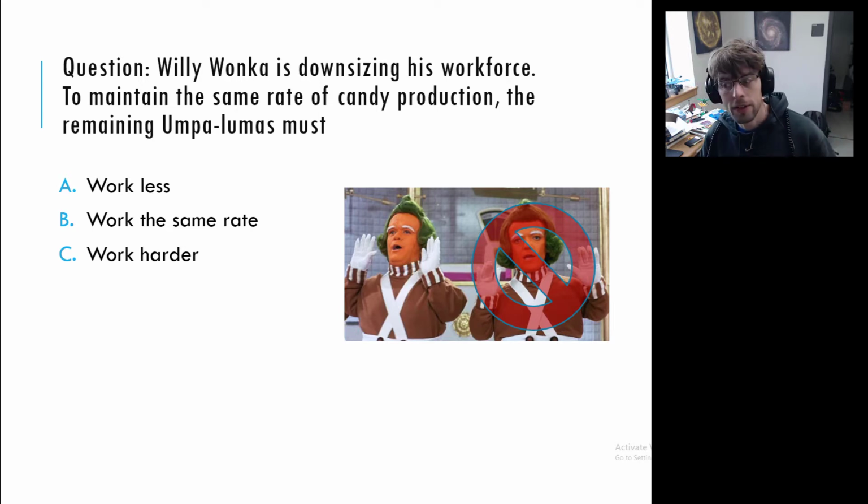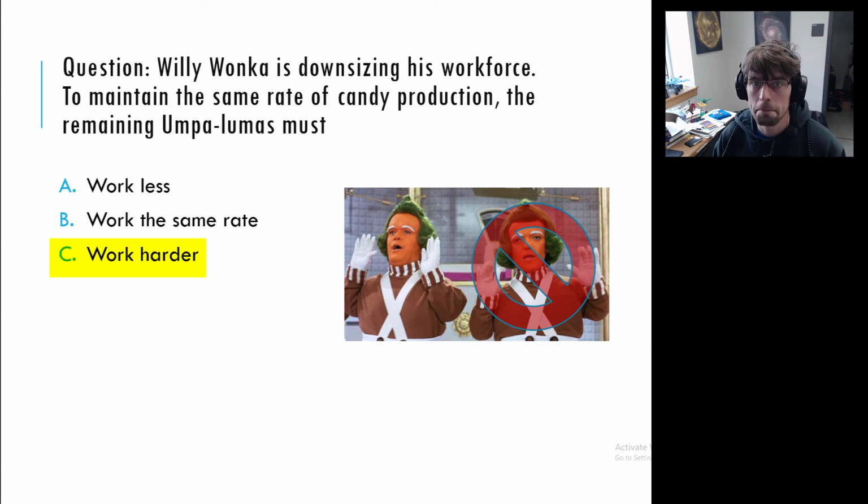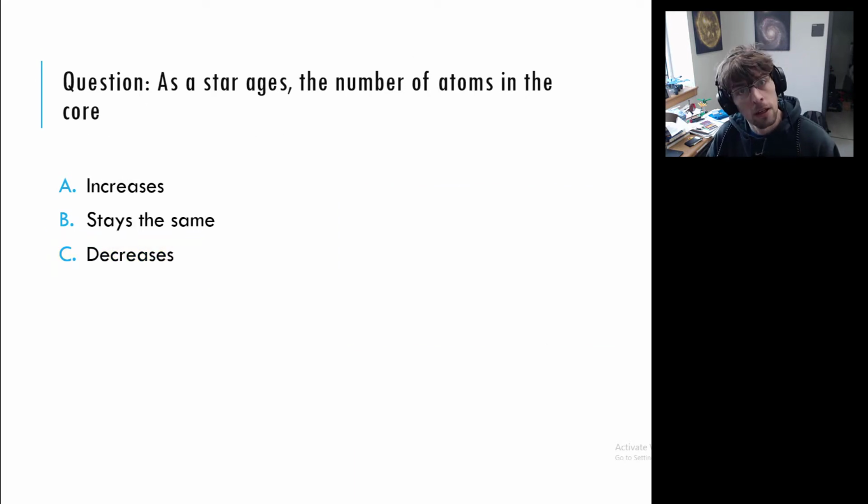So, in this sense that if you decrease the size of your workforce, but you're trying to keep the same production, the workers that remain must work harder. You've got less hands that have to do the same amount of work. That means that people have to work harder. Okay? Now, we're going to use the same idea here, except now we're going to apply it to stars. So here's the next question for you.